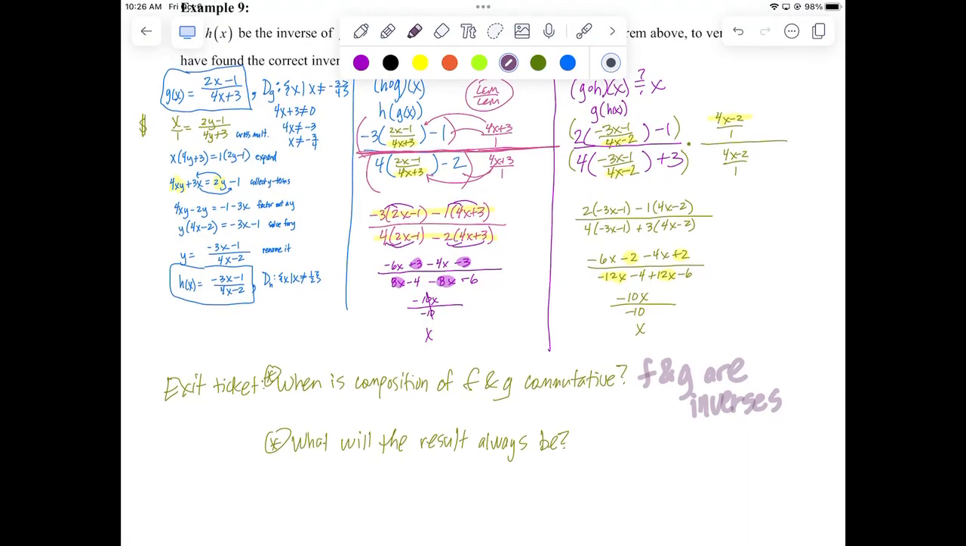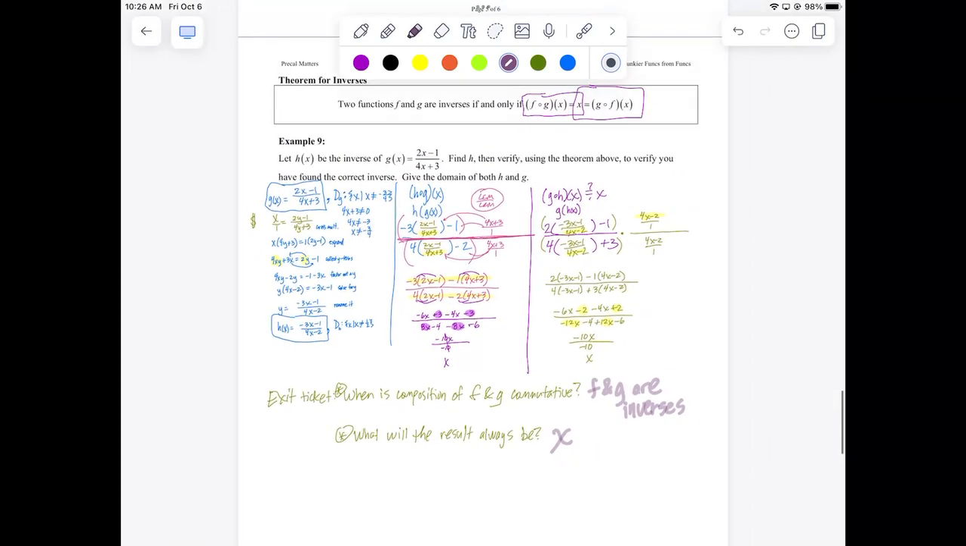Now, when you do that composition, what will the result always be? X. Okay, good. X. Nice. We're done. We're done with 2.5 finally already.